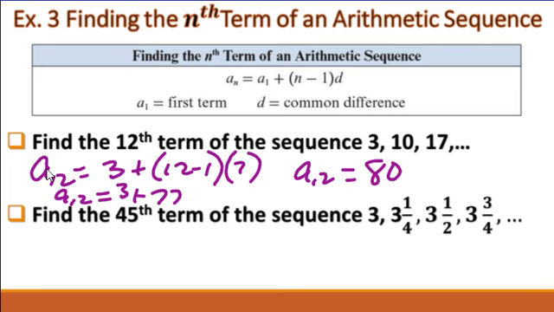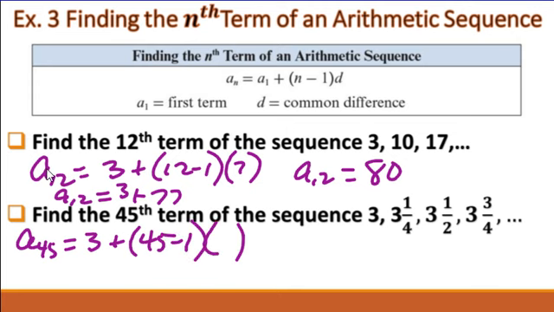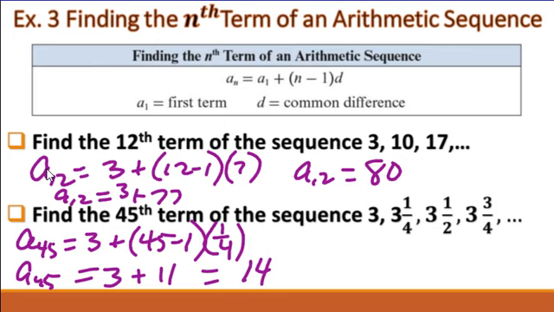The 45th term, this sequence, first term is 3. 45 minus 1, times the common difference. 3 and 1/4 minus 3 is just 1/4. So we have 44 times 1/4 gives us 11. Plus the 3 would give us our 45th term. So this would have to be 14.